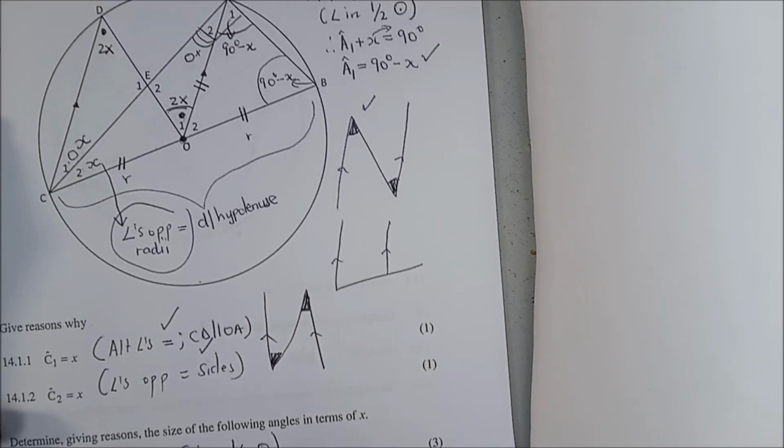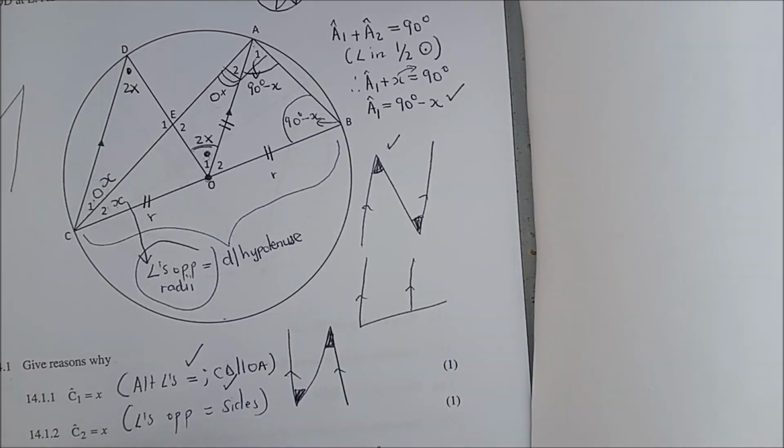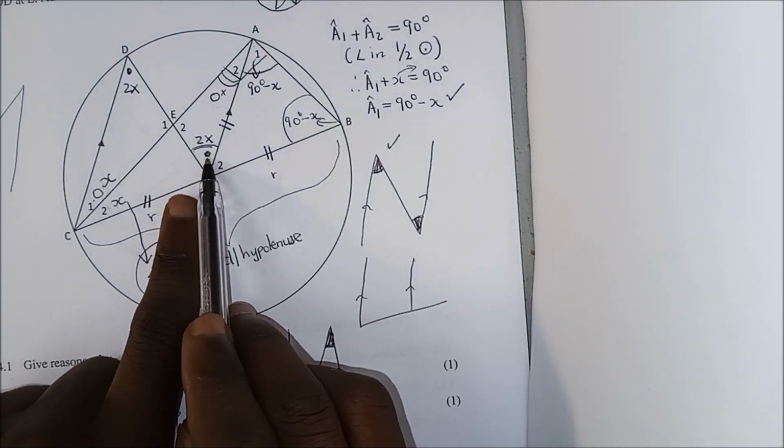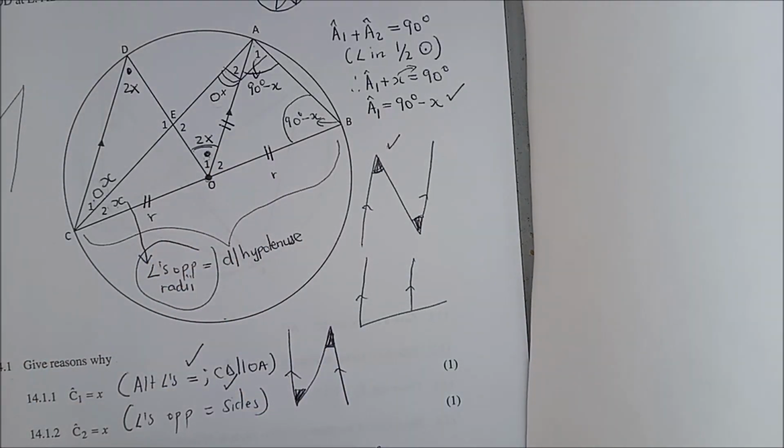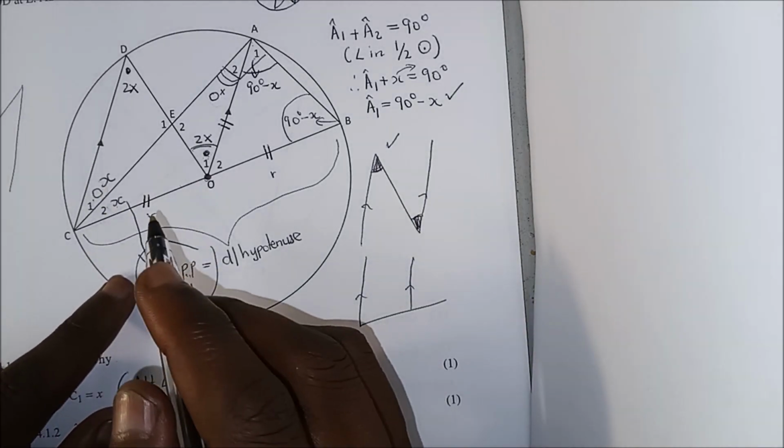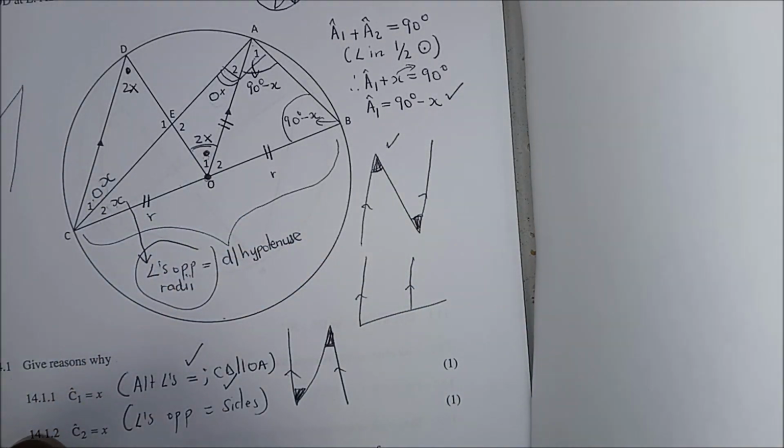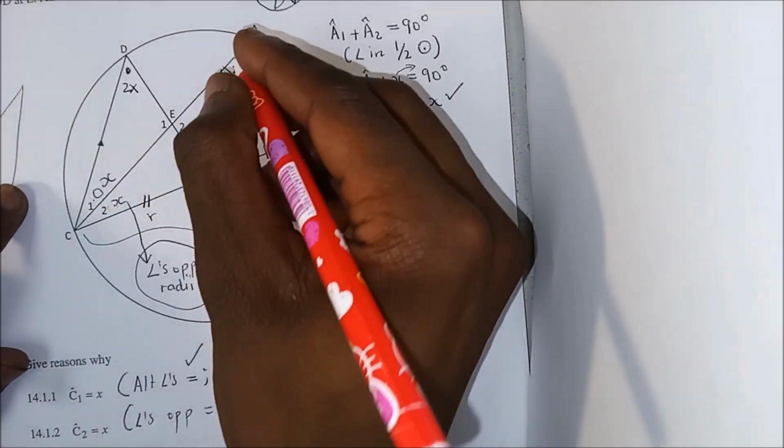Now let's look at C2. Okay, not C2, O2, because they wanted O1 and then O2. There are so many approaches to solve O2. I want you to look at this triangle. I will just highlight it. I want you to look at this triangle.